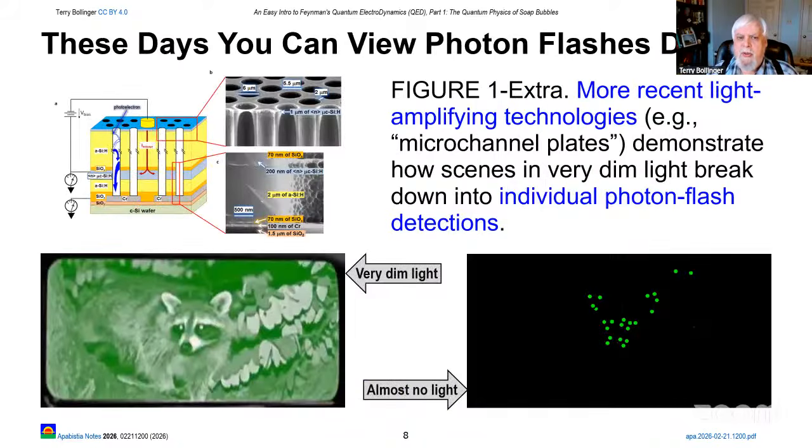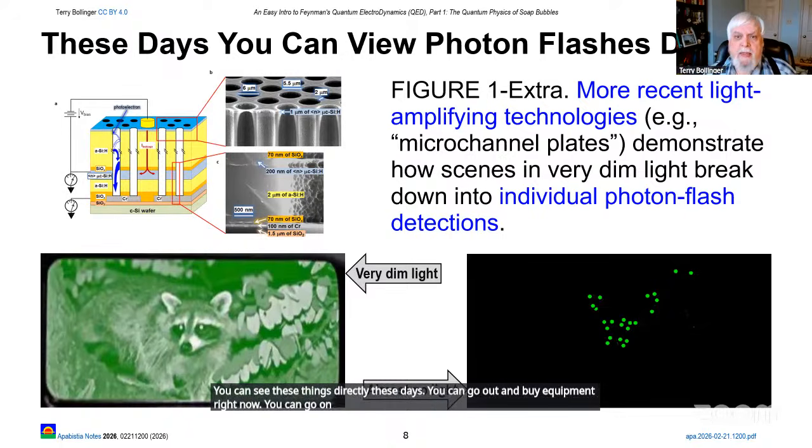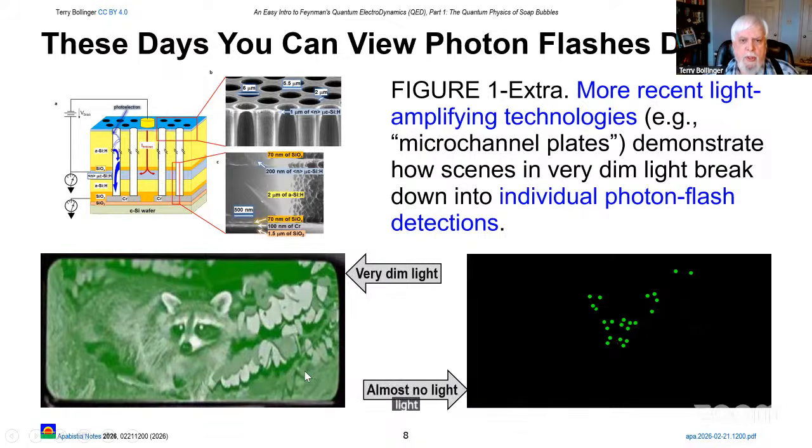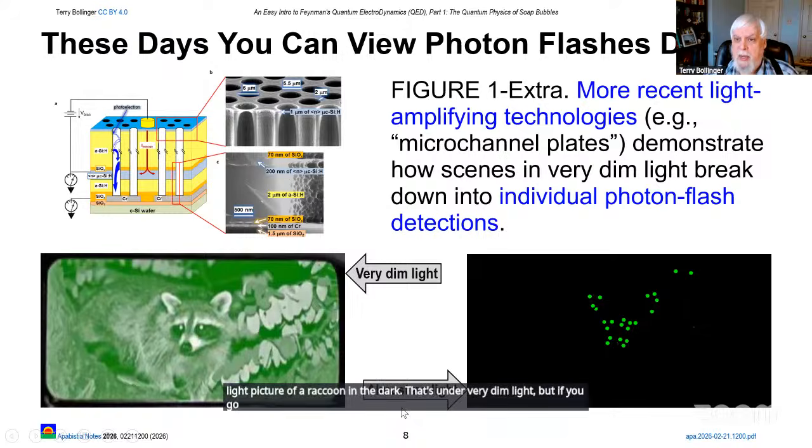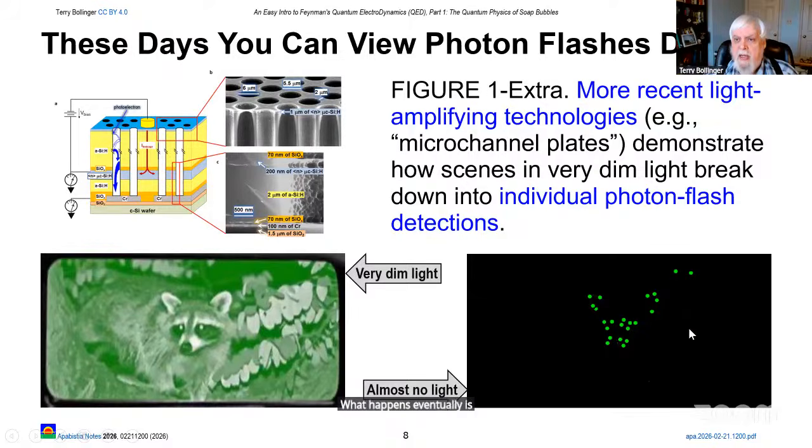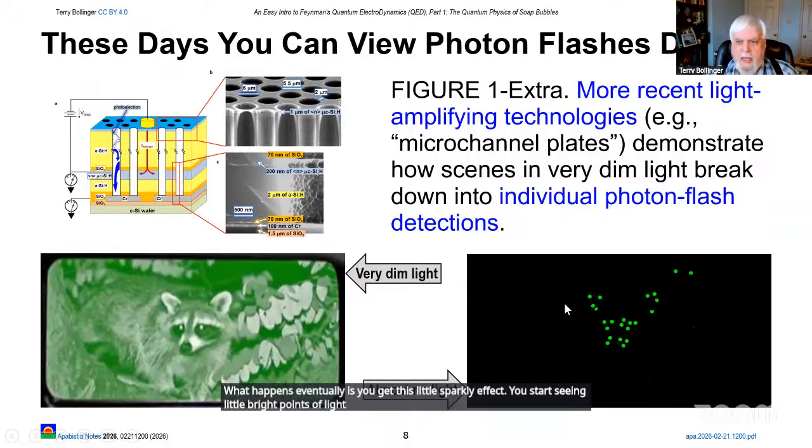You can see these things directly these days. You can go out and buy equipment right now. You can go on the internet right now and find some devices where you can watch this yourself. This is an actual little picture of an amplified light picture of a raccoon in the dark. That's under very dim light. But if you go even less with the same device, what happens eventually is you get this little sparkly effect. You start seeing little bright points of light. You see the little ears, see the little raccoon ears there? That is actually light images coming from this guy.